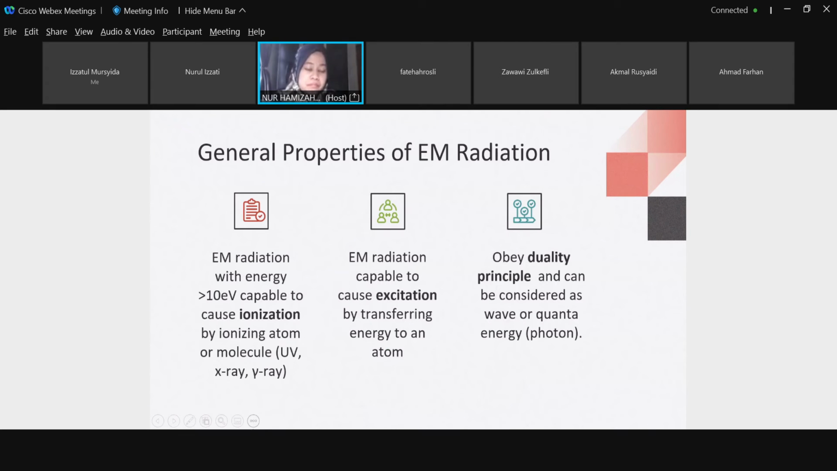These electromagnetic radiations are also able to ionize molecules or atoms, depending on their energy. Normally the ionization occurs whenever the EM radiation has energy of more than 10 electron volts. Who knows the meaning of ionization? What is ionization?